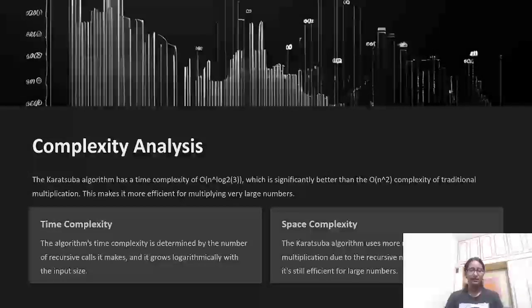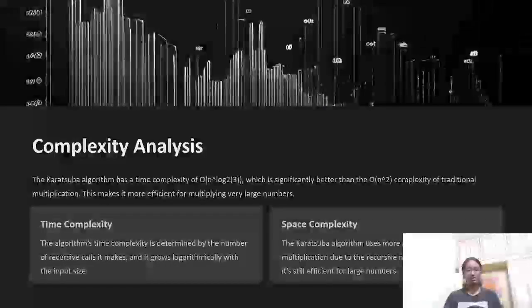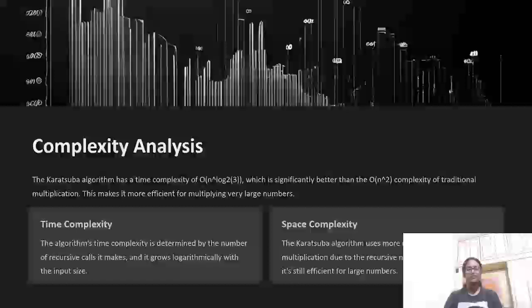Complexity analysis. The Karatsuba algorithm has a time complexity of big O of n power log 2 of 3, which is significantly better than the big O of n power 2 complexity of traditional multiplication. This makes it more efficient for multiplying very large numbers.